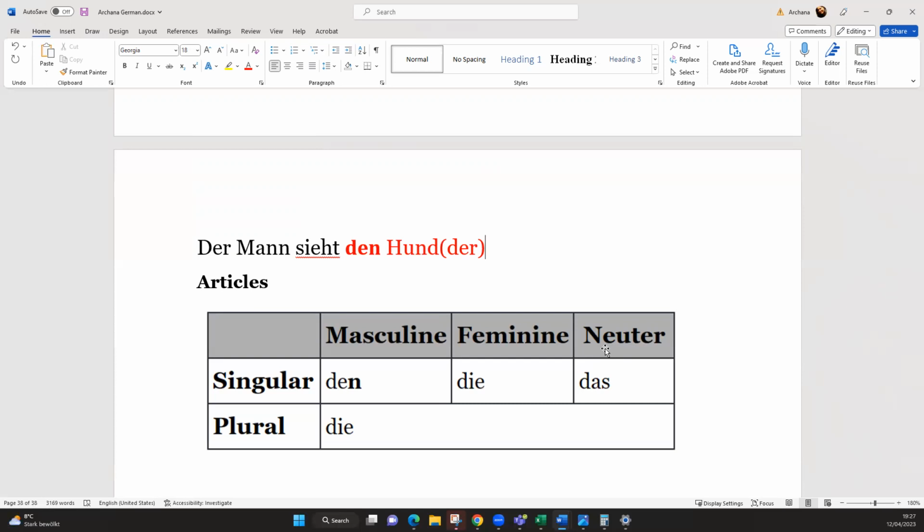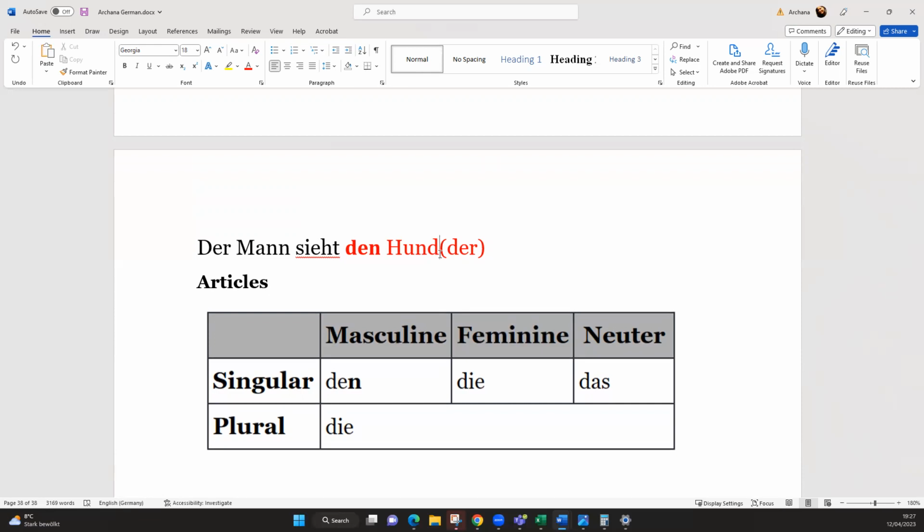Now the plural form is always die for the accusative case. If I'm talking about more dogs, then I will say: der Mann sieht die Hunde. If I'm saying die and then Hund, I'm referring to the plural. I'm not referring to one dog; there is more than one dog.